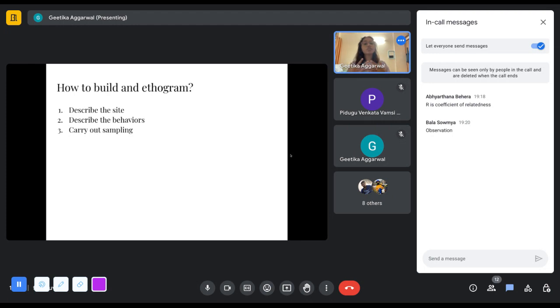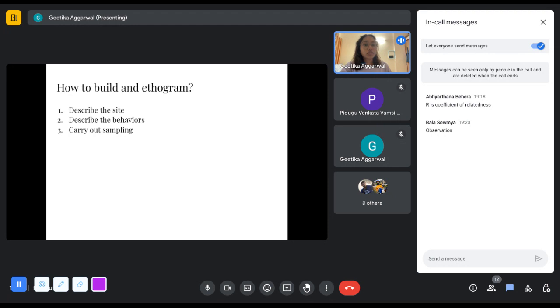So how do you sample when you go out to the field? You can have a focal animal sampling, you can have a scan sampling, you can have an instantaneous sampling. So what is a focal animal sampling? When you go out to the field and you observe, say, a single individual, that will be called your focal animal. Say you're observing a herd of black bucks, you will focus on one single individual and you will note down what all that individual is doing.